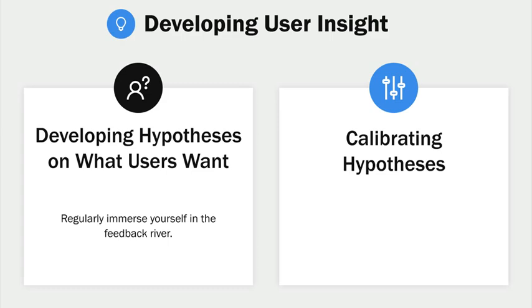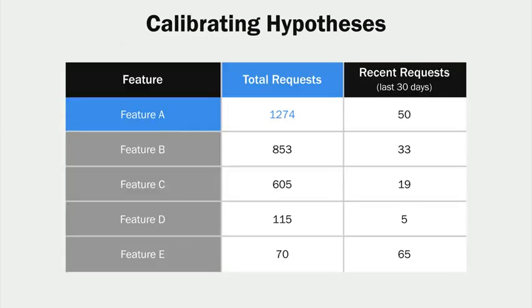After you've developed hypotheses on what users want, calibrate your understanding with the feedback system of record. When you develop a hypothesis that a particular feature should be highly prioritized, look to the FSOR to see if it is as highly requested as you think it is. If the feature is relatively old, it should rank highly on total requests. Total upvotes represent the absolute number of users who have requested the feature historically.